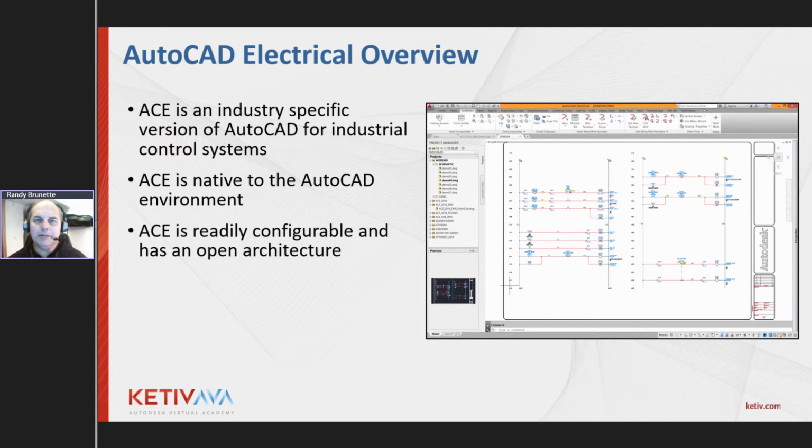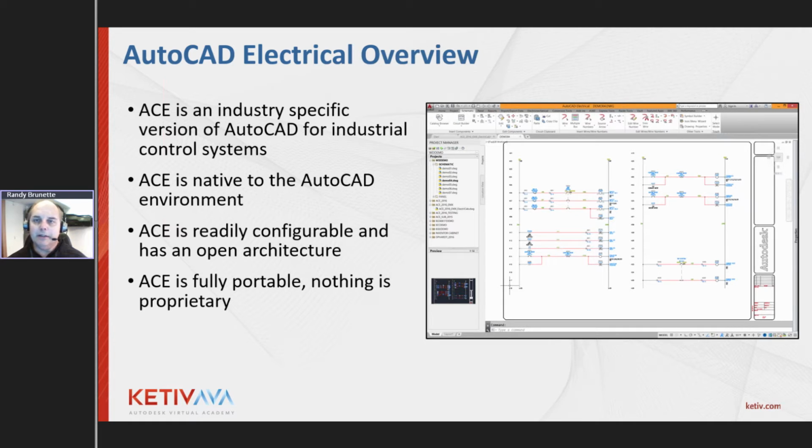It's also readily configurable. It comes with about 17 different symbol libraries. It has a very open architecture so that you can adjust the software to make it work the way you need it to. And it's fully portable. Everything we have is generic files. The drawings are standard DWG files, can be opened by anything, AutoCAD LT, anything that opens and views DWG files can work with the AutoCAD Electrical ones.